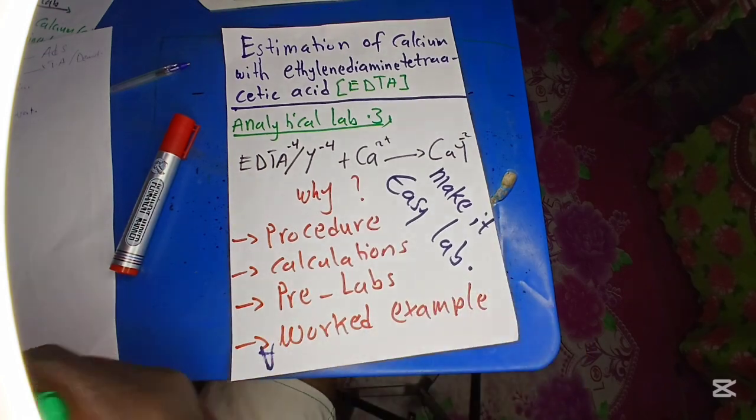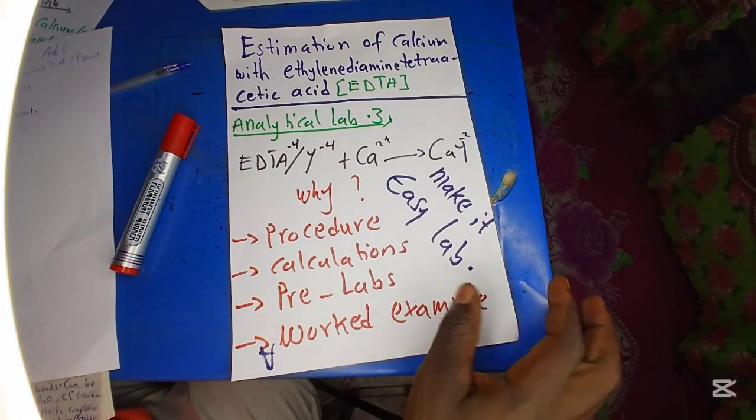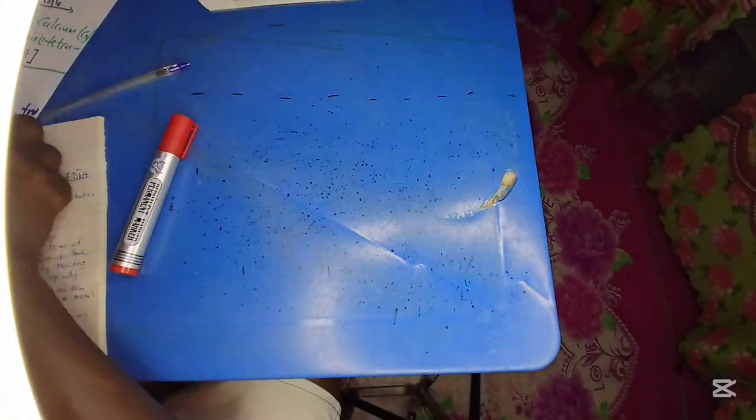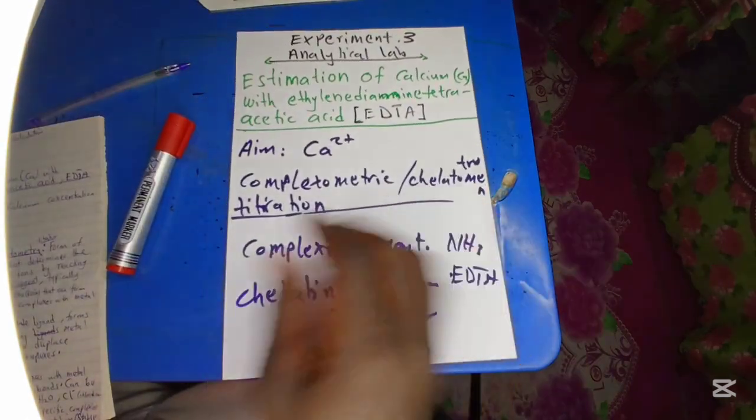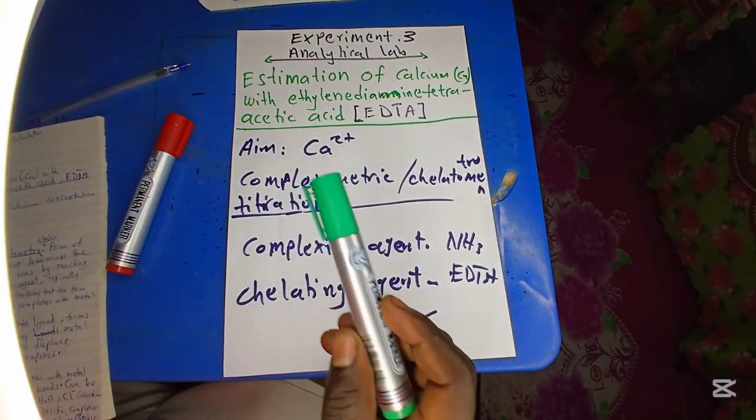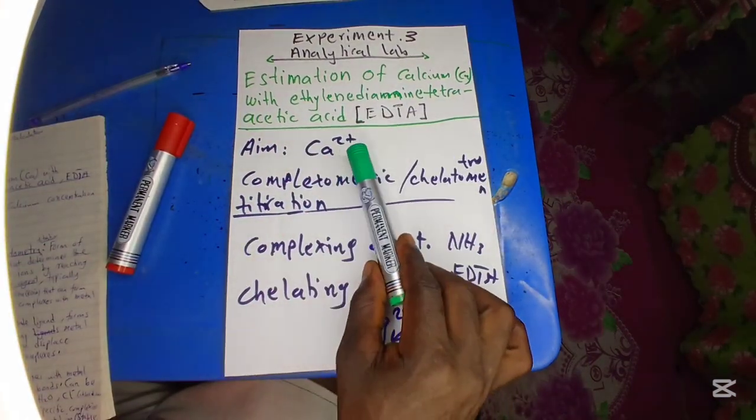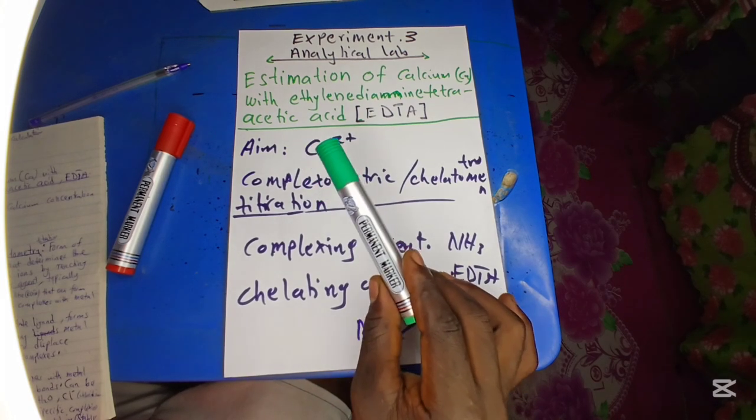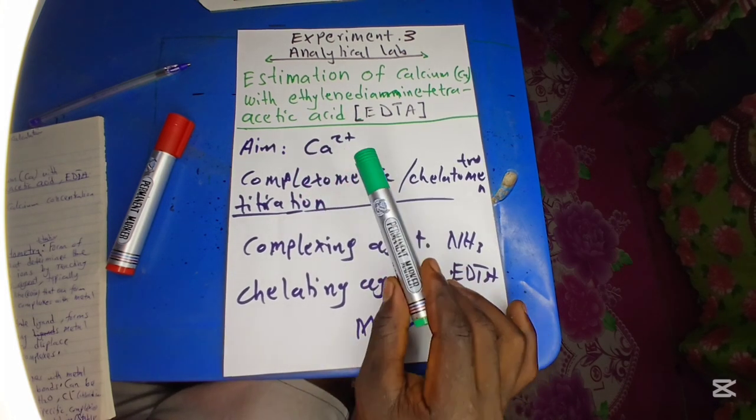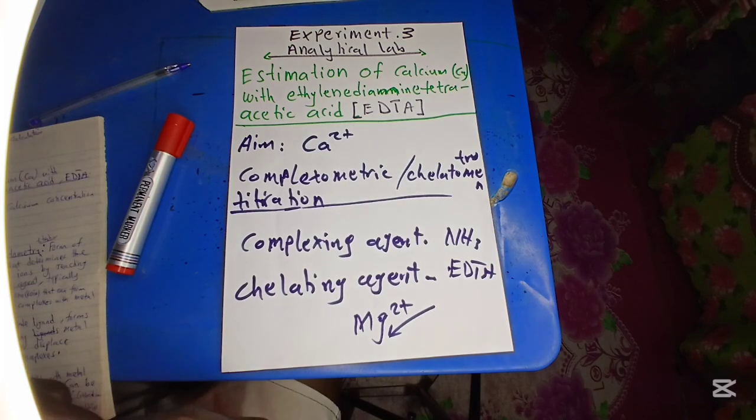So I'll make everything easy at the end of this video. So please, let's start. So the aim of this experiment is to estimate calcium ion concentration with EDTA. We are using EDTA to estimate the concentration of calcium ion in a given solution.